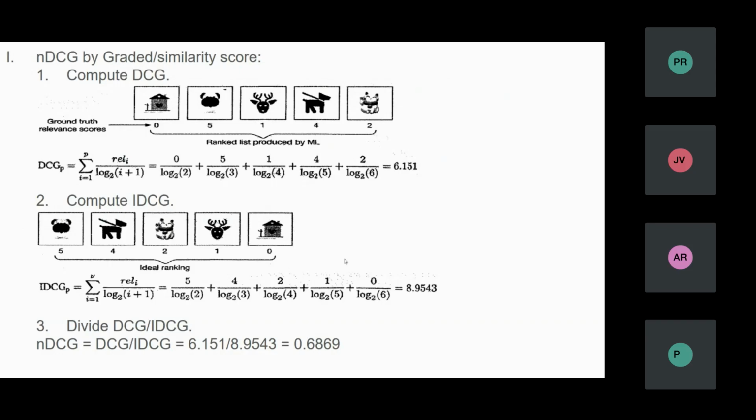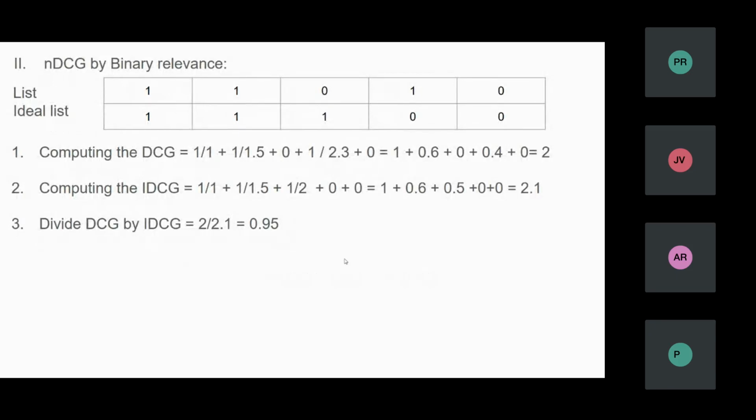Though while training the model at an early stage, it is a rare sight to have. Now, we have calculated the NDCG for graded or similarity scores. This is the calculation of normalized discounted cumulative gain for binary relevance, 1 or 0, whether the item is relevant or not relevant. Relevant 1, not relevant 0.